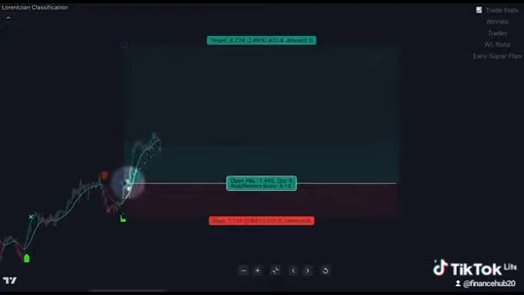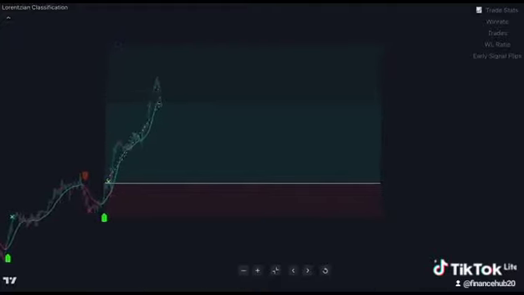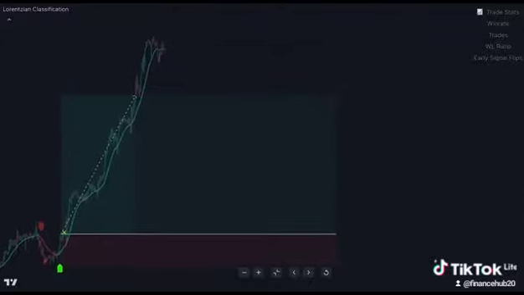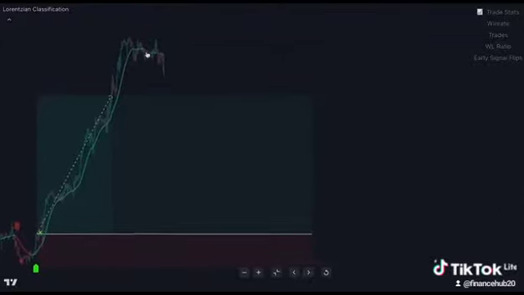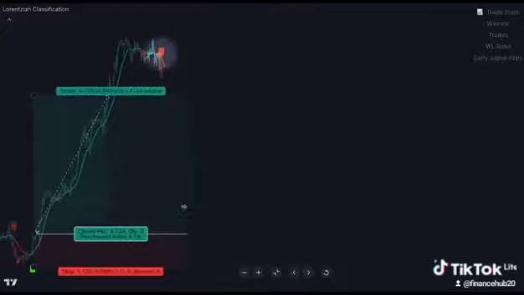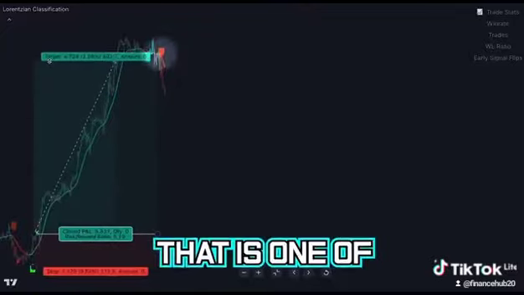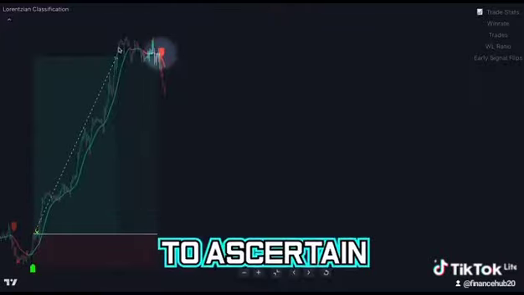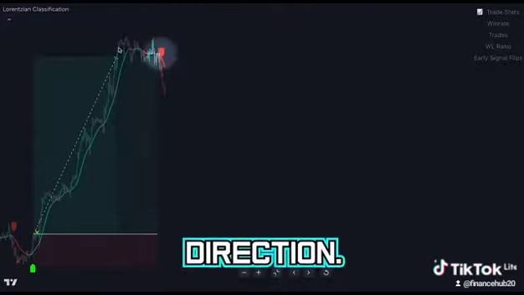Here we can see we received an exit signal, but once again these exit signals are more suited for short-term scalping, so we will ignore that signal and hold. And here, now that the kernel is not bullish, I will exit my position. That is one of the many ways to use the Lorentzian classification indicator to ascertain long-term entries and trend direction.